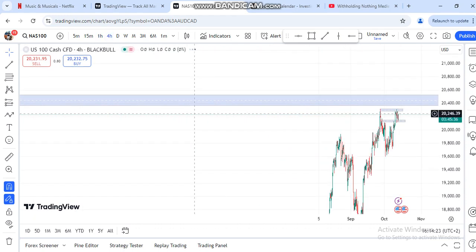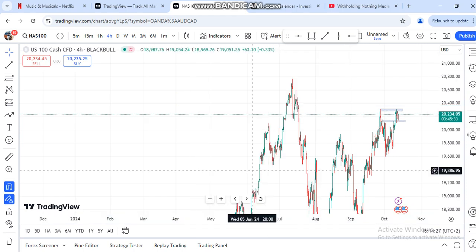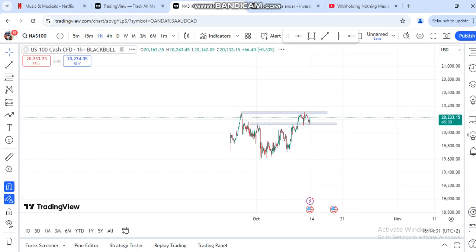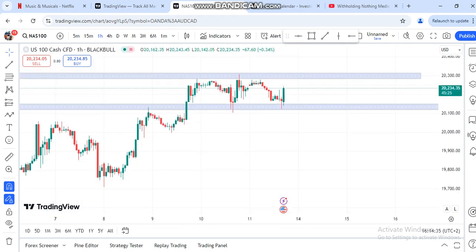Let me remove this highest point just a second so that we can focus inside without any problem. Sorry for taking time, guys.